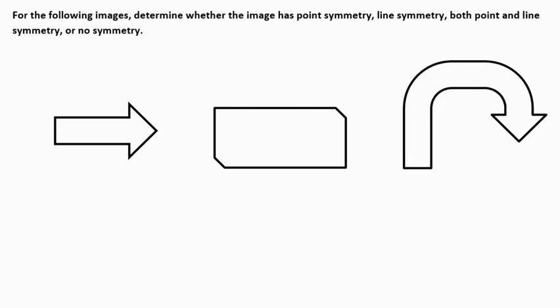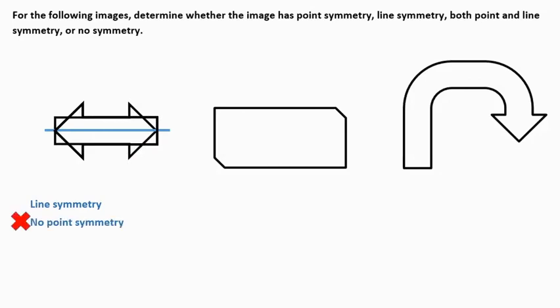So starting with my arrow, I see that I can draw a line of symmetry. The top half could be reflected across the line to create the bottom half. So it does have line symmetry. When I rotate my figure 180 degrees, I see that it does not match up perfectly, so it has no point symmetry.